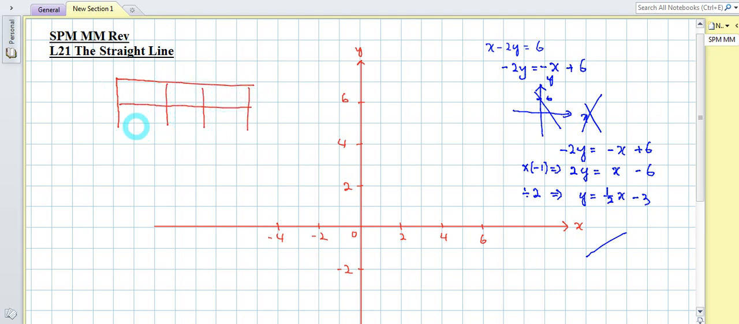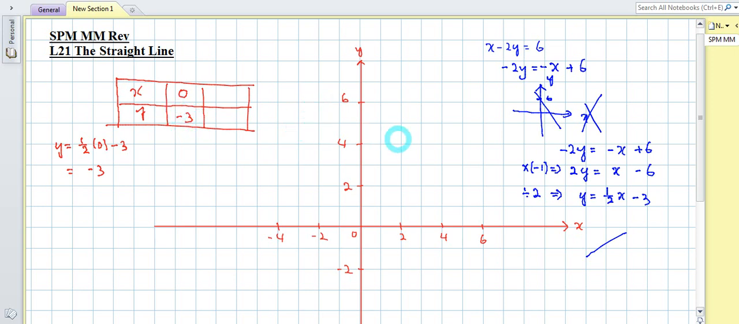We just need 2 points. Okay, so we just let x be 0. y is equal to 1 over 2x, x is 0, minus 3. So this is negative 3. Okay, now we have 1 point.